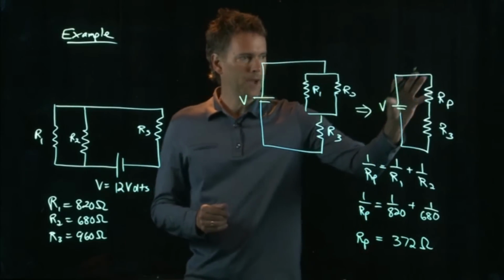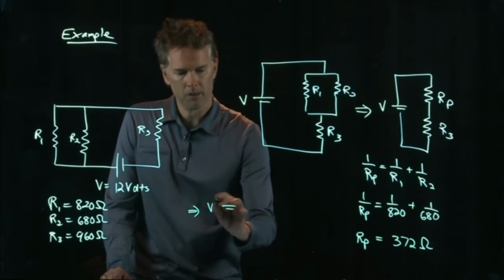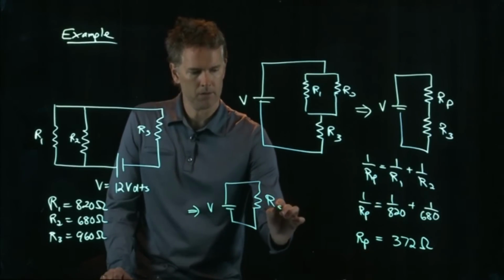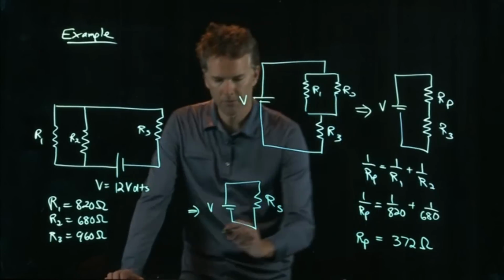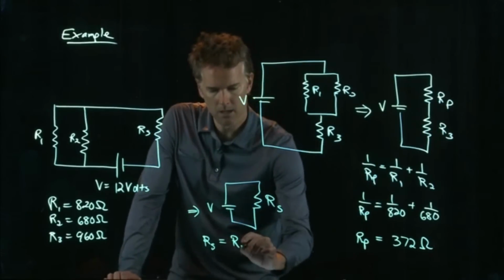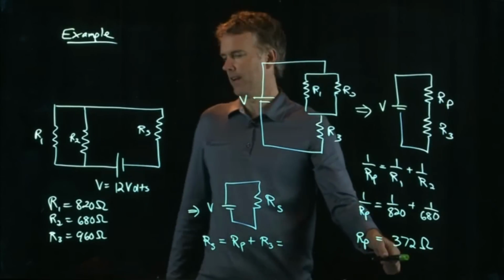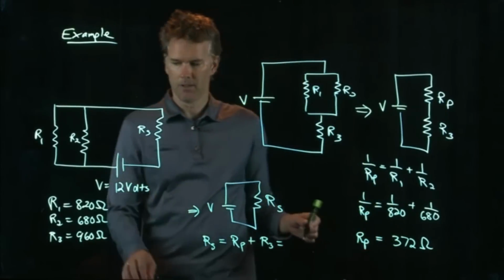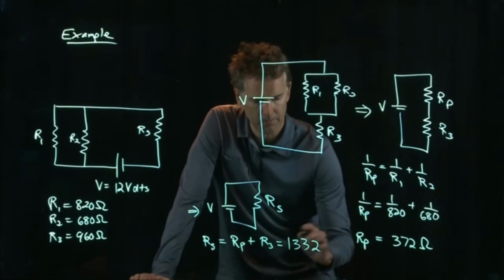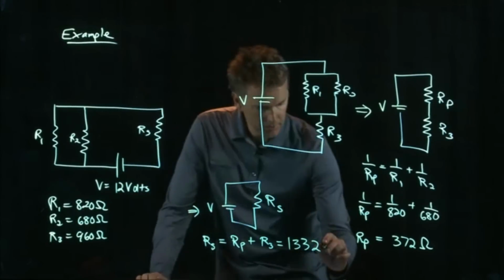Now, we need to add those two in series. So we end up with this. Where Rs is now Rp plus R3. So it's 372 plus 960, which is 1332. And that is, of course, ohms.